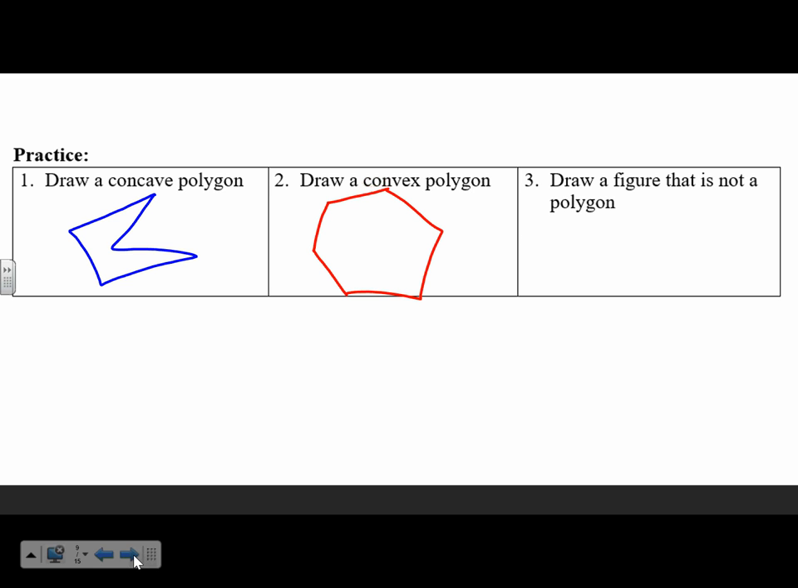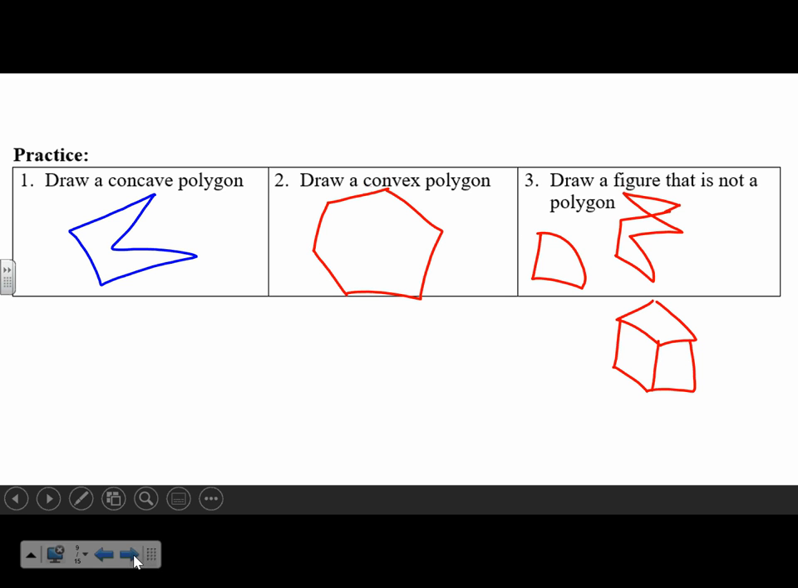Then draw a figure that's not a polygon. There are several different options for this. You can draw one with a curve. You can draw one that intersects itself. And you can draw one that's three-dimensional if you really want something that looks a little different. I know that's sloppy, but I was going quickly. Or one that's not closed. Sorry, that was the fourth thing.